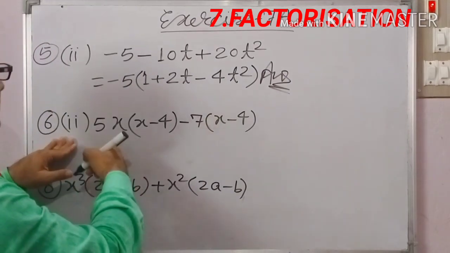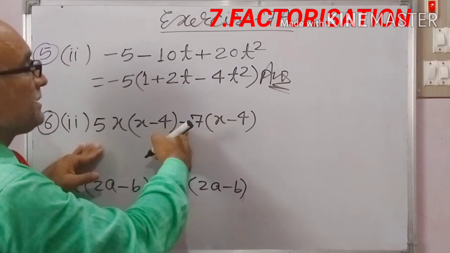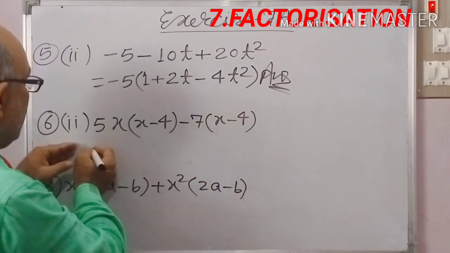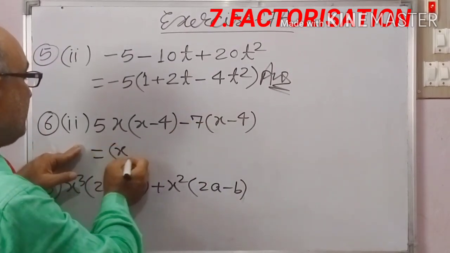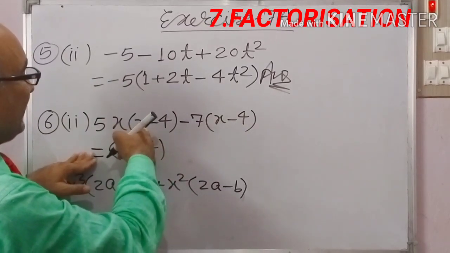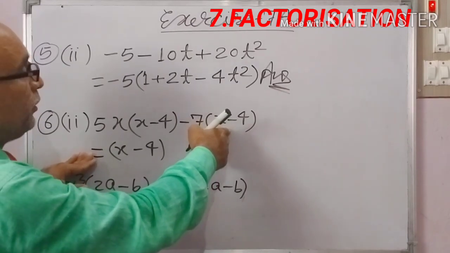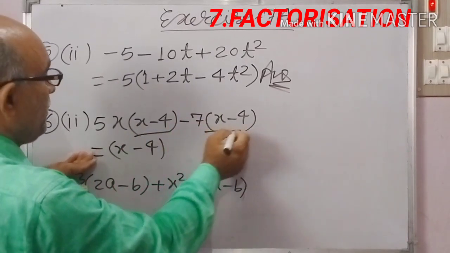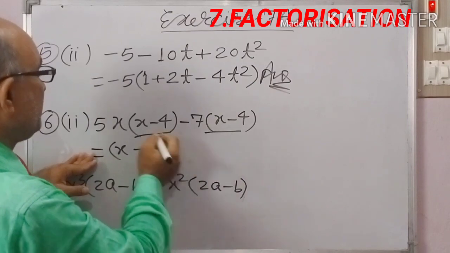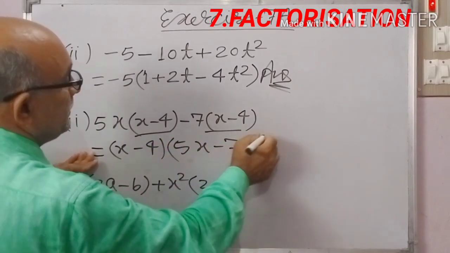And in this question, 5x into x minus 4 minus 7 into x minus 4. Here common term is x minus 4. x minus 4 in this term and x minus 4 in this term also. So here x minus 4 is common. Left 5x minus 7. Answer.